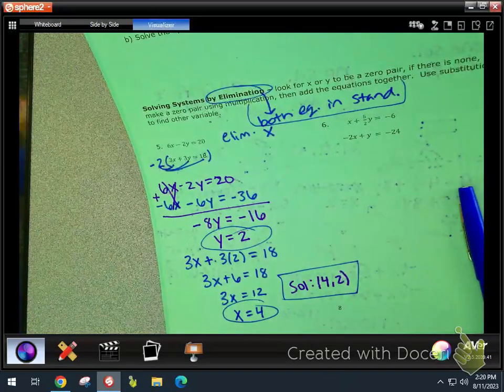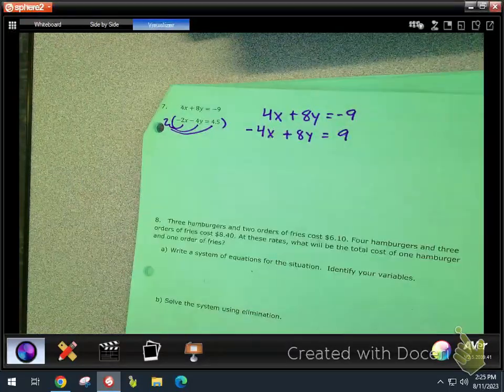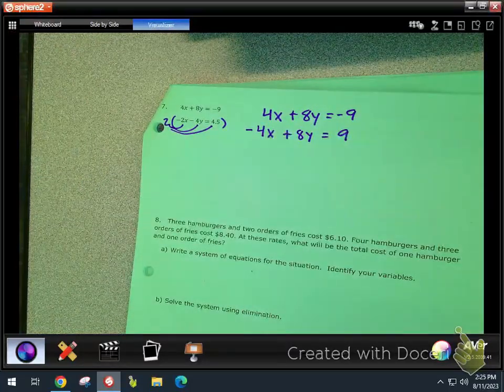Okay, number 6. Go ahead, try number 6. You see that fraction in that top equation. What are we going to do? Multiply everything by 2. Very good. That will actually help you out quite a bit. So you try to take on number 6 and number 7. We will set up number 8, and then I'm going to show you Delta Math for today. I'm very close to being done with this lesson, and I'm going to let you work, and I can come around and help.